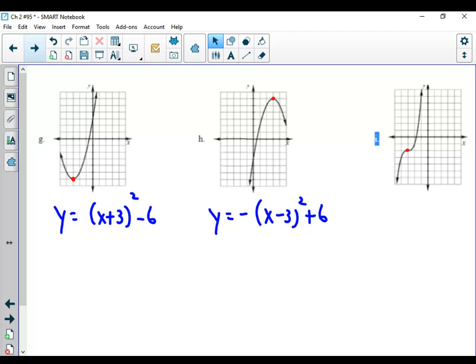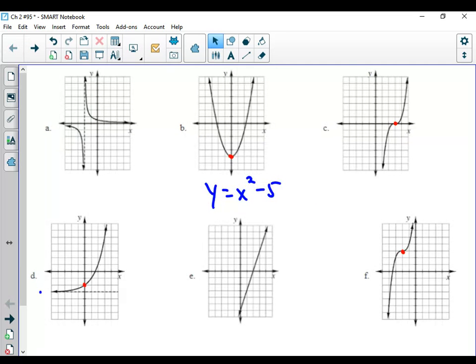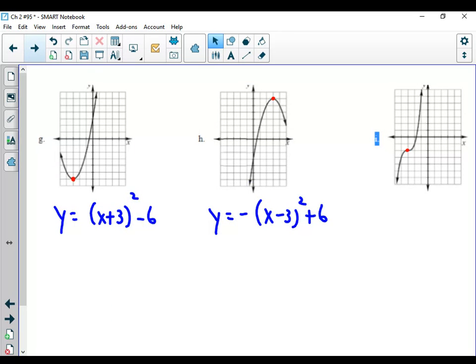Okay, hopefully the parabolas were fairly straightforward when you did those. So B, you should have had that for your equation. That's really good. Now, like I said, you didn't have to worry about a stretching or compression part on these. So you're worried about just the shift. So B, you should have had x squared minus 5. And then G and H. On H, you did have to think about the fact it was flipped over, so we had to throw that negative out in front. But hopefully we're feeling pretty good about those.